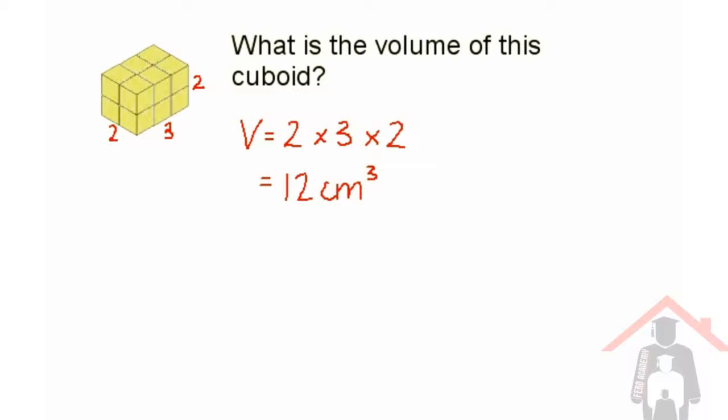So to summarise, to find the volume of a cuboid, we use this formula. The volume, V, equals the width times the length times the height. And it's measured in centimetres cubed or millimetres cubed or metres cubed, depending on the question.